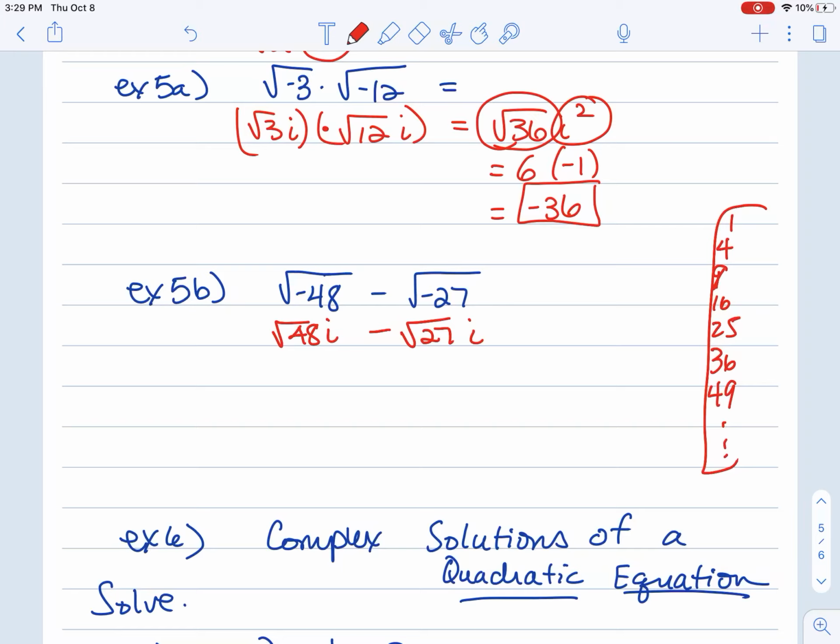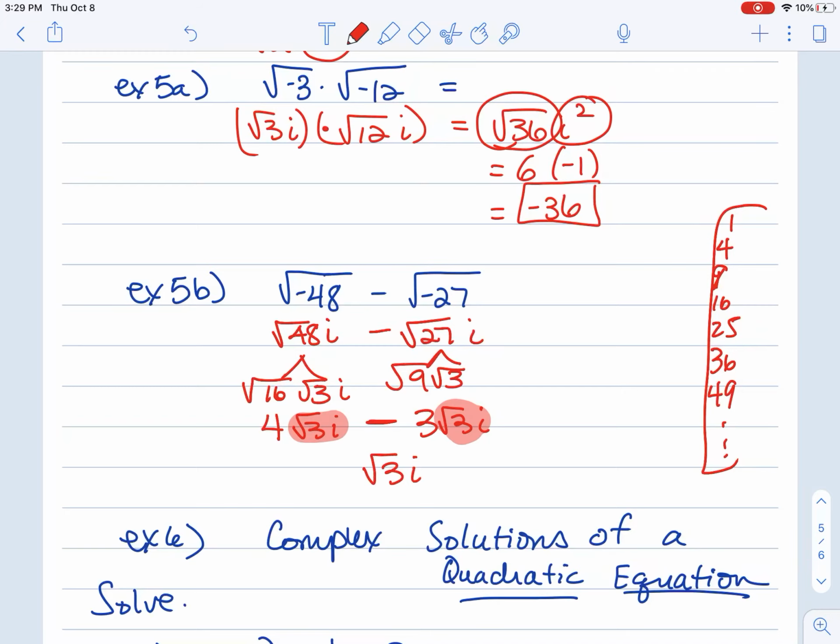So 48, I can definitely pull out, actually we can pull out a 16, because the root of 16 times the root of 3 is the same as 48, which is really 4 root 3i, minus, and if I pull a 9 out of the 27, I'm going to get the root of 9 is really 3 times the root 3i. Well, aren't these like terms? So 4 root 3i's minus 3 root 3i's leaves me 1, because 4 minus 3 is 1, and that's 1 root 3i.